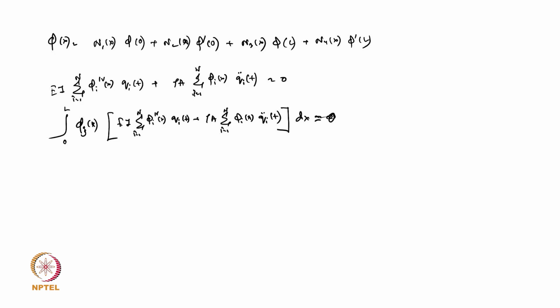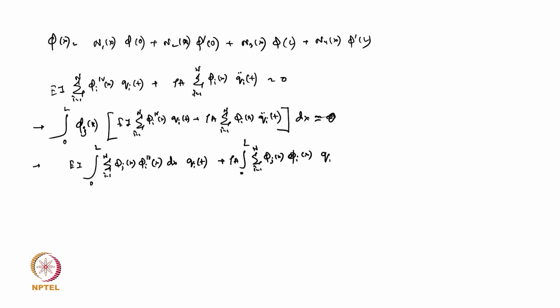So phi j we are pre-multiplying. Once we do that, what is happening? We are basically doing the weighted residual, so we try to minimize the error. So EI integral 0 to L, summation phi j of x into phi i to the 4 of x dx, q i of t, plus rho A integral 0 to L, summation i equal to 1 to n, phi j of x into phi i of x, q i double dot of t dx, that is equal to 0.